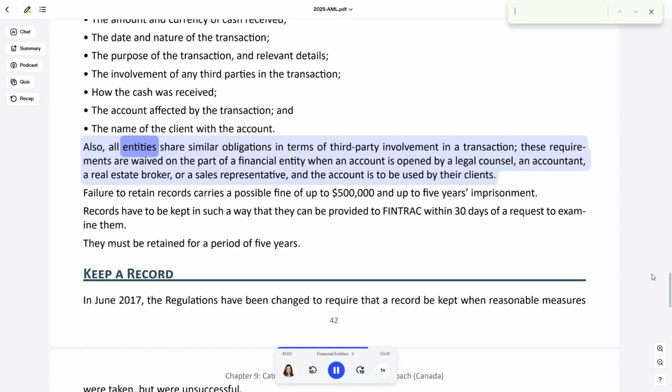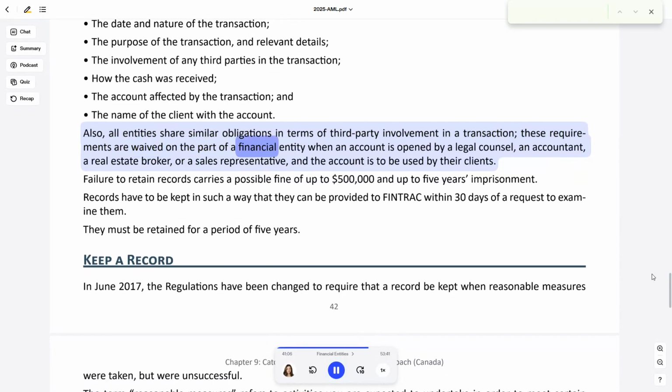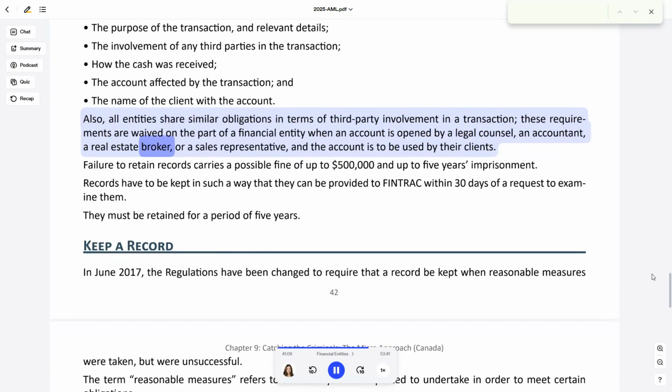Also, all entities share similar obligations in terms of third-party involvement in a transaction. These requirements are waived on the part of a financial entity when an account is opened by a legal counsel, an accountant, a real estate broker, or a sales representative, and the account is to be used by their clients.